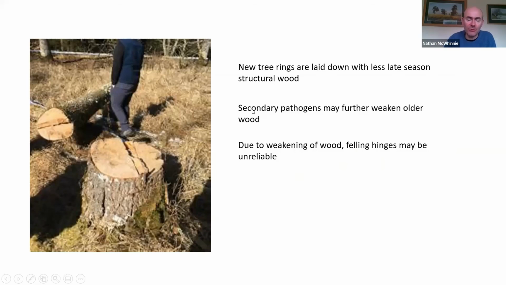So you tend to get weaker wood that is quite unpredictable, and once vessels and wood have been killed, you also get secondary pathogens coming in, particularly Inonotus hispidus, which can get in and further weaken the wood. So as it says here, felling hinges may be unreliable, which is another reason why we may need to act early.